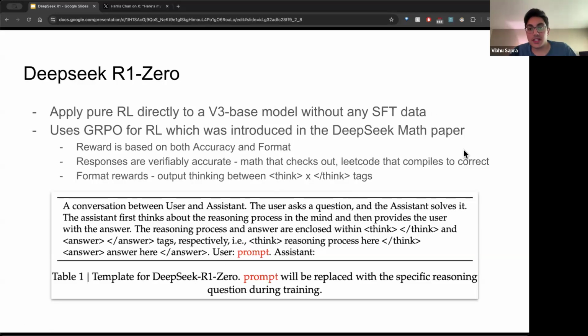So R1-Zero is one of the two models, right? A while ago they put out the DeepSeek Math paper. They explained this new GRPO RL algorithm. It's where you have a reward that's based on accuracy and responses that are verifiably correct. Verifiably correct means you train on data that can be verified. So math questions, math that checks out. LeetCode, where you can have something that compiles it to check if something is correct. And then they have a little format reward. So they want to do this RL that nudges the model to also follow format, right?